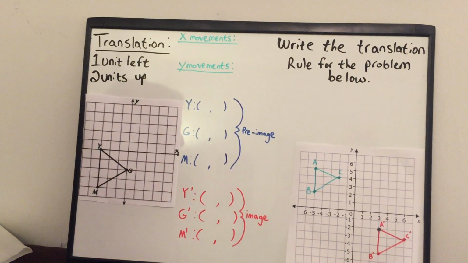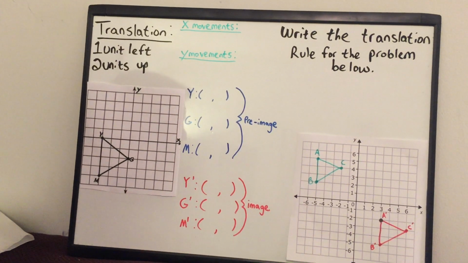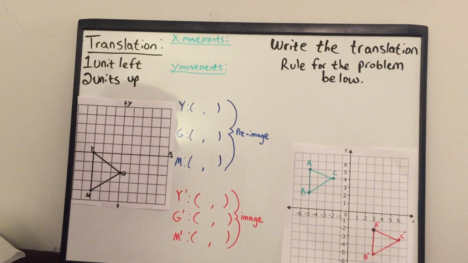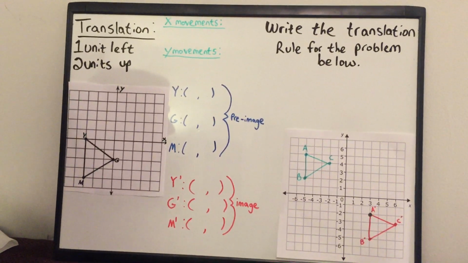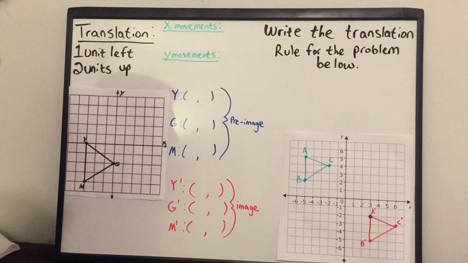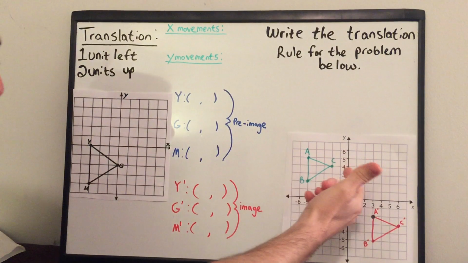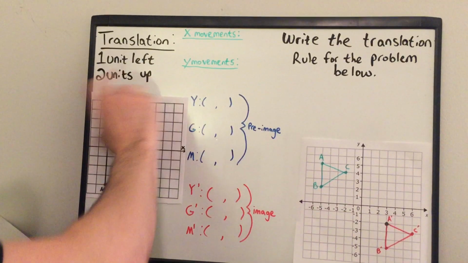Now, there are 2 ways you can approach this problem. I'm going to show you using coordinates first because that will show you the basics and the fundamentals behind translation. But I will also show you a short way at the end. A lot of you will probably like the short way, but I need to show you this way because that's important for writing the rule later. So let's take a look.